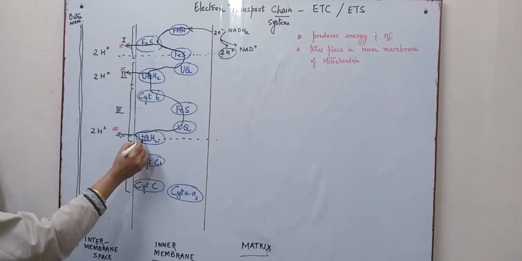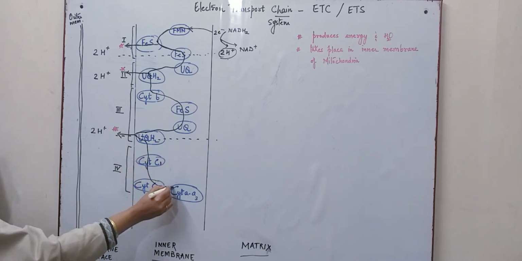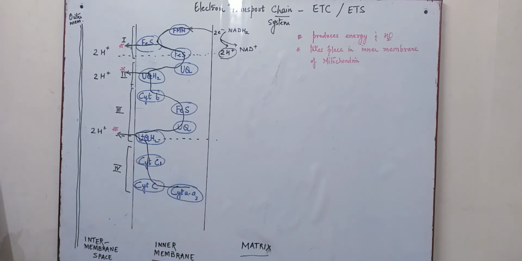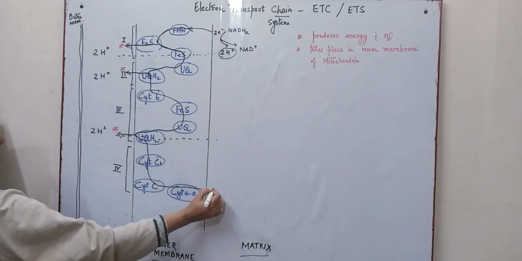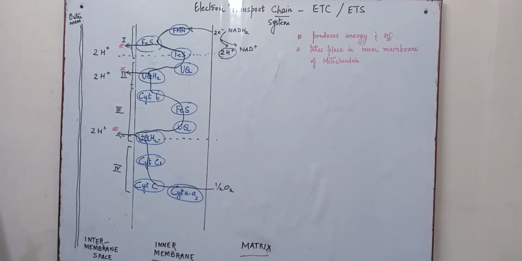Finally, through the cytochrome C1, C and A3, the electron will be given to half O2. Now we are writing half O2 because we cannot write O. Therefore, we write half molecule of oxygen. That means actually it is 1 atom of oxygen.